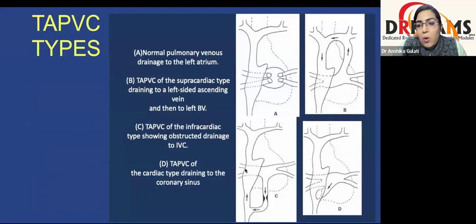In the infracardiac type, all the four will form a common channel and form a vertical vein descending down and draining into the IVC or hepatic veins or even portal vein. And there will be a constriction at the level of the diaphragm. So this is known as obstructive type of TAPVC we see. And this is the cardiac type, in which all four of them forming a common channel draining into the coronary sinus.